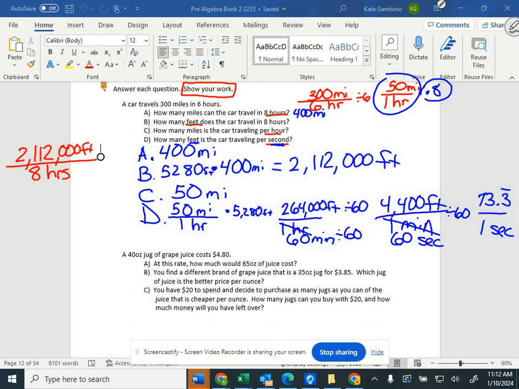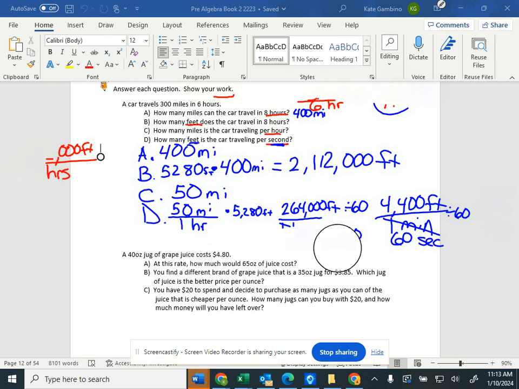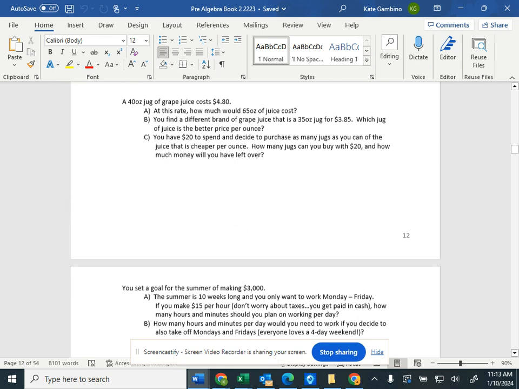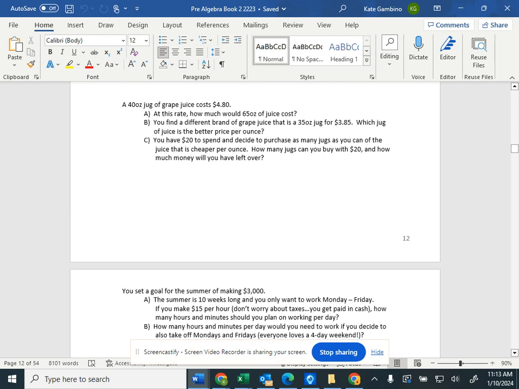So let's do the next one together, and then the second page is going to be your work to work on. So let's do the second one together to make sure that we're understanding what to do. A 40-ounce jug of grape juice costs $4.80. At this rate, how much would 65 ounces of juice cost?